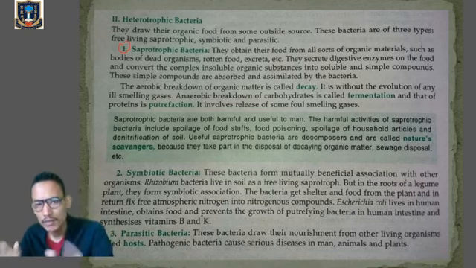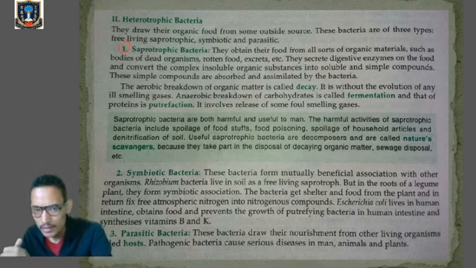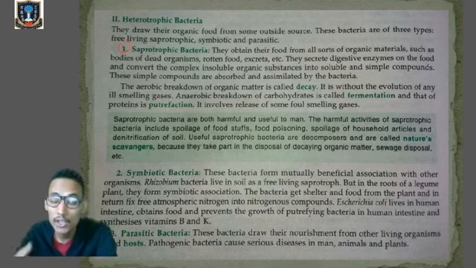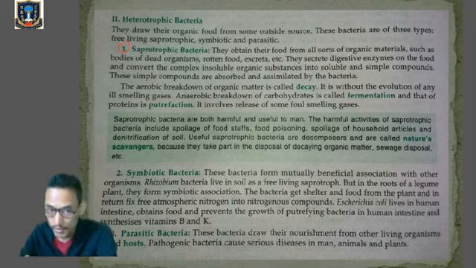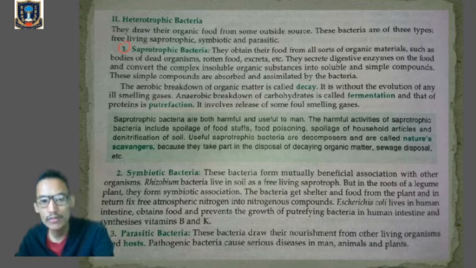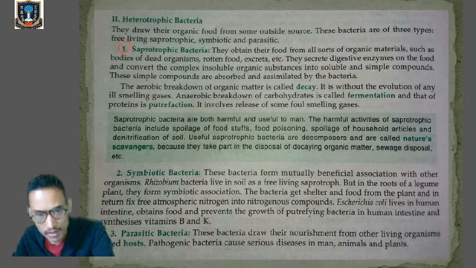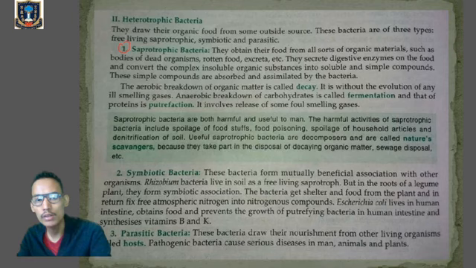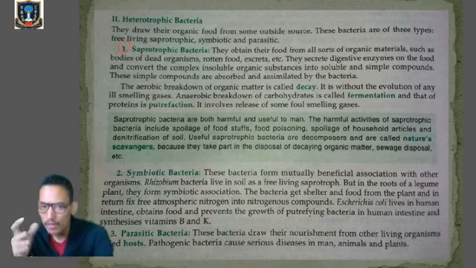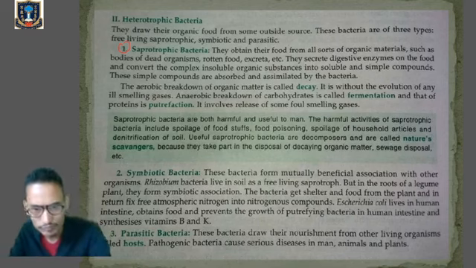Okay, second paragraph, check it out. The aerobic breakdown of organic matter is called decay. That means these saprotrophic bacteria help in the decomposition of dead organic remains of organisms. That breakdown process is known as decay, and it is without the evolution of any foul smell. Anaerobic breakdown of carbohydrate is called fermentation, note it down, and that of protein is called putrefaction. It involves release of some foul smelling gases. During the breakdown of protein, there will be a foul smell also.